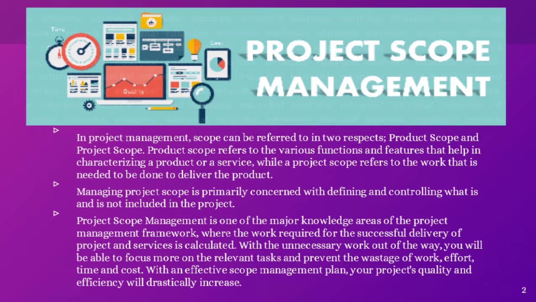So, project scope management is the total amount of work that must be done in order to deliver a product, service, or result with the specified functions and features. It includes everything that must go into a project, as well as defines its success. Managing project scope is primarily concerned with defining and controlling what is and what is not included in the project.